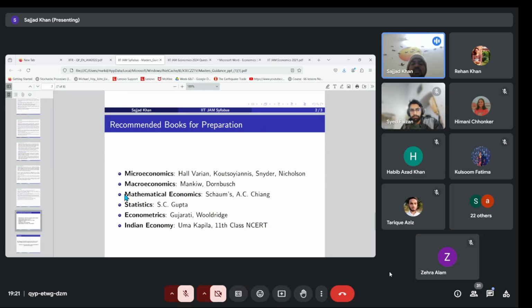Yeah. For mathematical economics, SOM is a very basic book, but if you have no background in mathematics, you can start from SOM. After that, you can go for Chan.